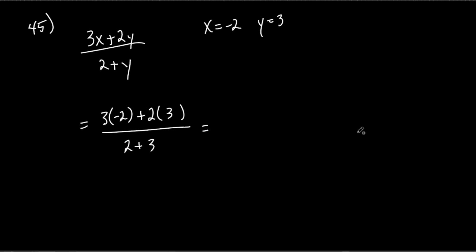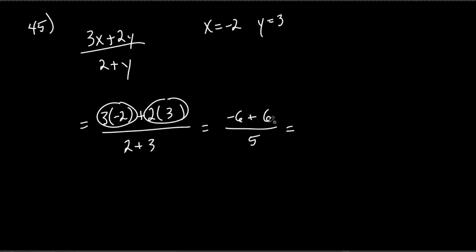Plug and chug. That's what we just did. Okay, we plugged. That was plugging it in. Now we chug. All right. Now we actually work this thing out. So let's do the multiplication first. So that's going to give you -6. This is going to give you what? +6, right? It's a plus 6. And this is over what? 2 plus 3, which is 5.